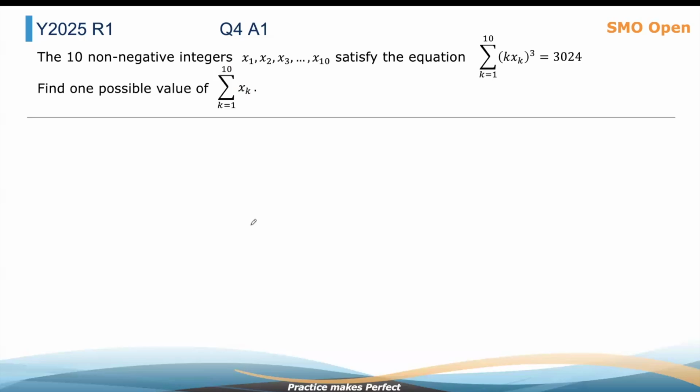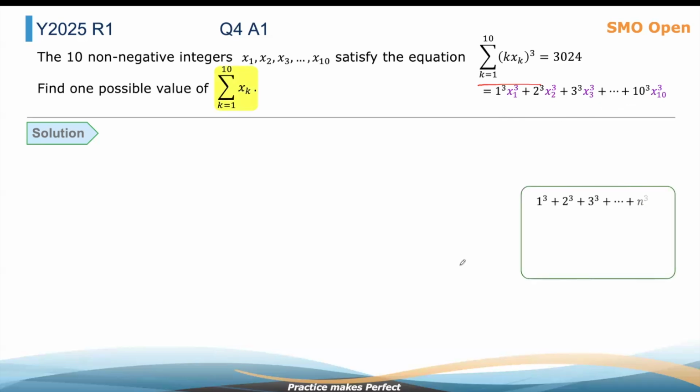Hi, I'll go through SMO Open year 2025 round 1 question 4. In this question we need to find the sum of x1 to x10. This summation can be written as this, which is the sum of many cubes.